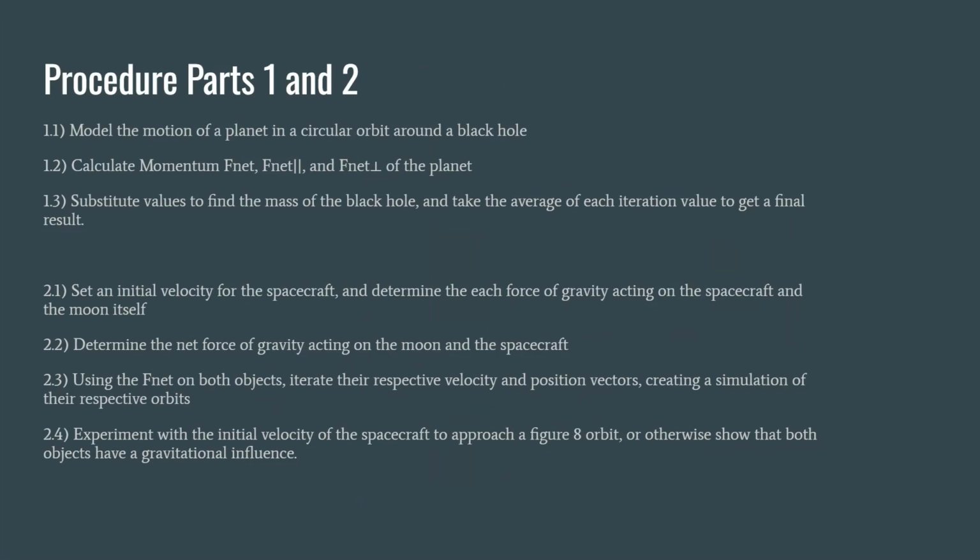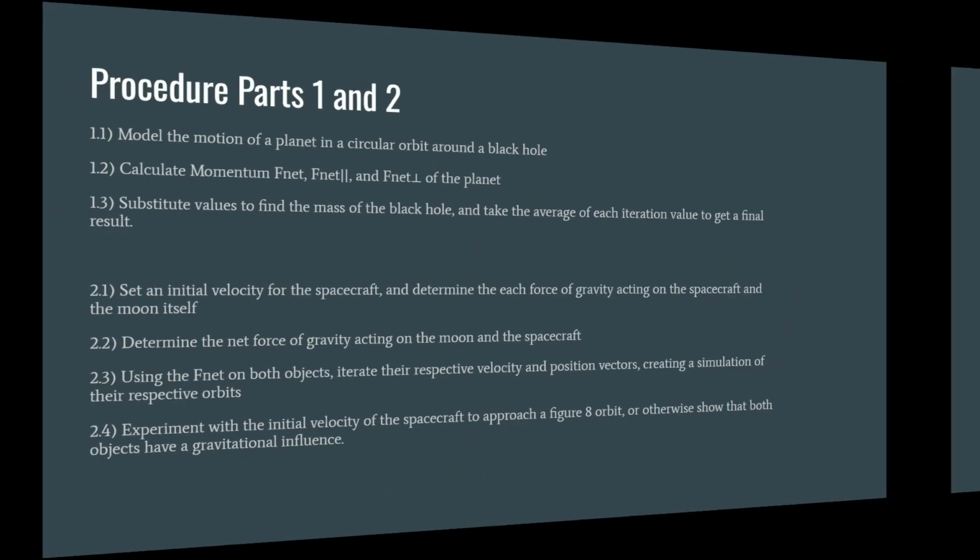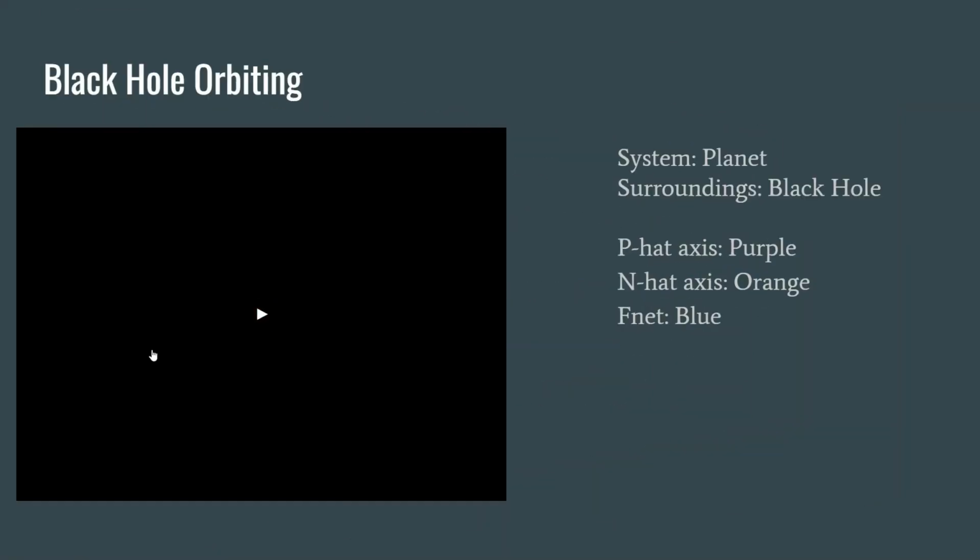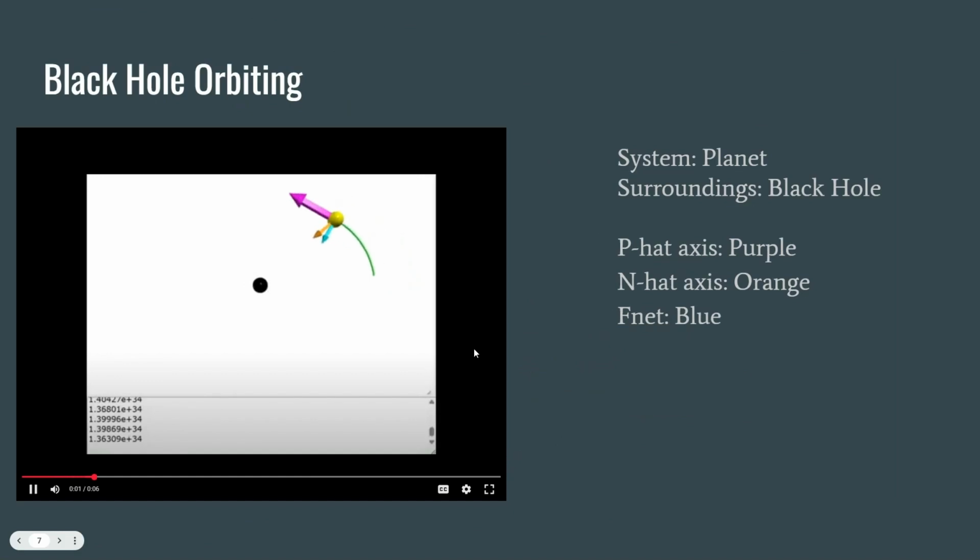For the second half of the experiment, we set the initial velocity for the spacecraft and determined the force of gravity acting on the spacecraft and the moon itself. We can determine the net force of gravity acting on the moon and the spacecraft using F-net on both objects, and iterate their respective velocity and position vectors, creating a simulation of their respective orbits. We then experimented with the initial velocity to try and approach a figure-8 orbit, but otherwise showed that both objects have a gravitational influence.